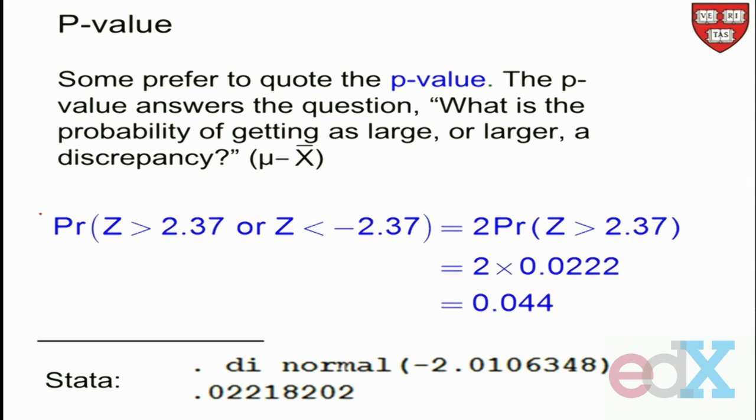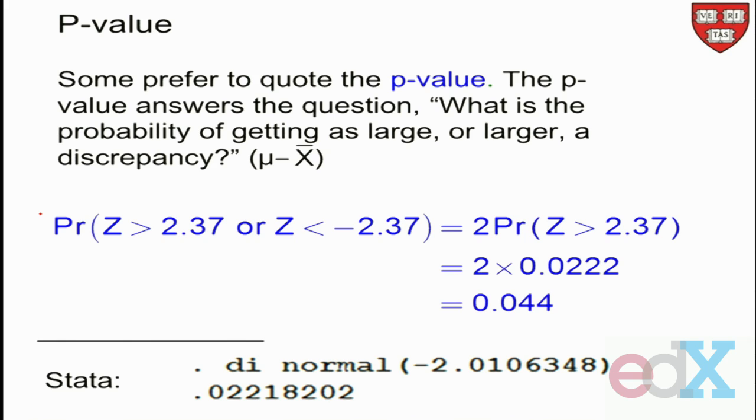Now, some people prefer, rather than say, oh, look, my value is beyond 1.96 or less than minus 1.96, quoting what is called the p-value.